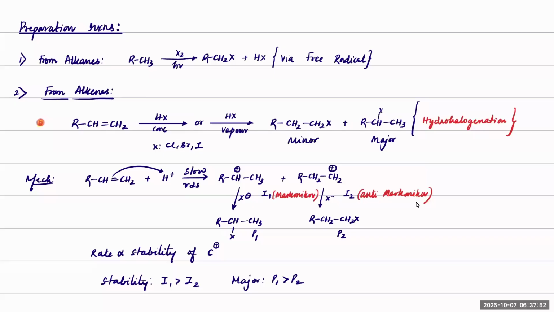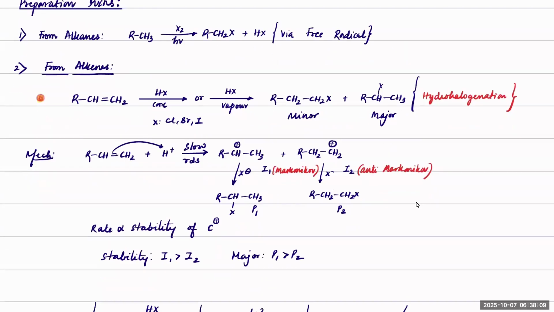What we are doing is a basic synopsis of alkyl halides and aryl halides. They can be prepared from alkanes. Alkanes, when you react in the light, you will get alkyl halide plus HX. This happens via free radical mechanism.